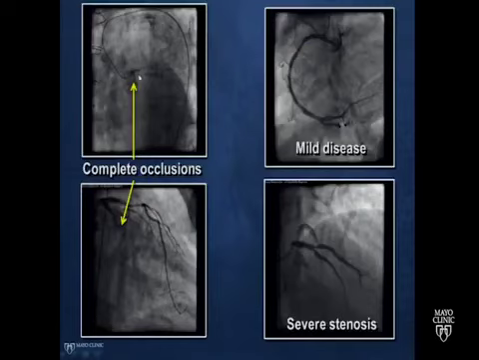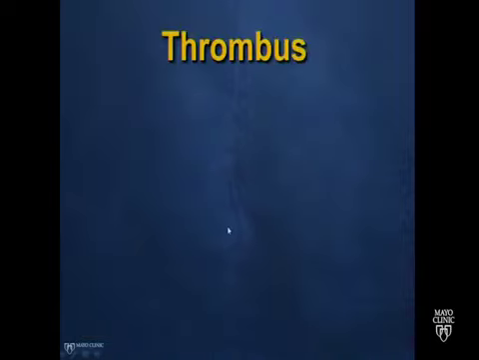So complete occlusions. Here's a left main complete occlusion. Here's a circ that's completely occluded. Here's some mild disease of the right coronary artery, and here's some severe disease of the LAD. Again, it will be pretty clear. It will not be vague in terms of your ability to code these lesions.